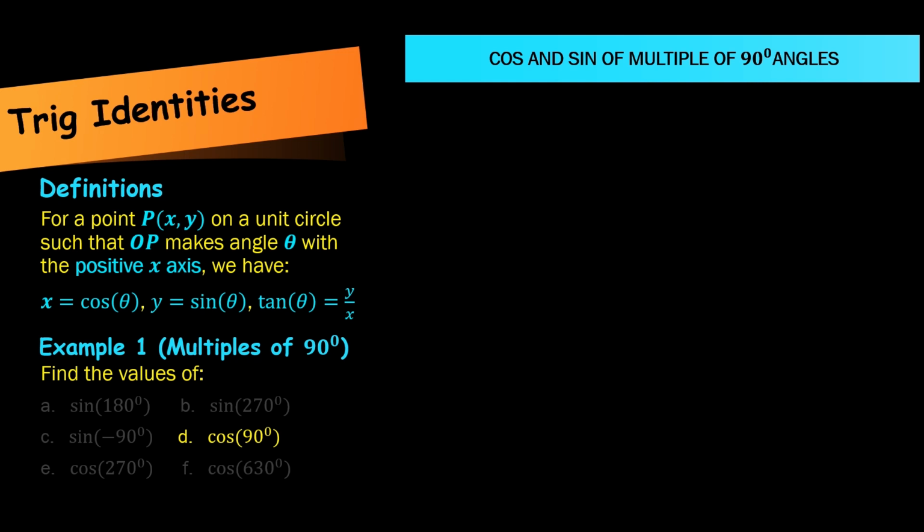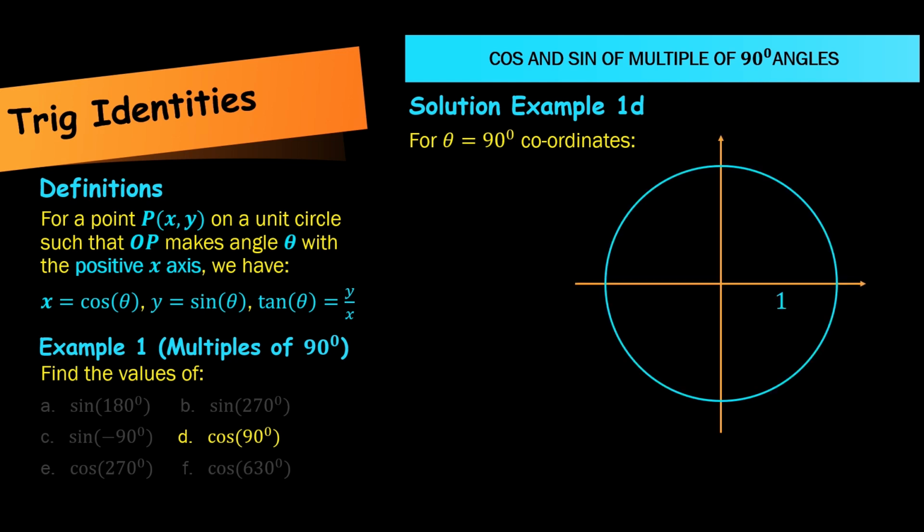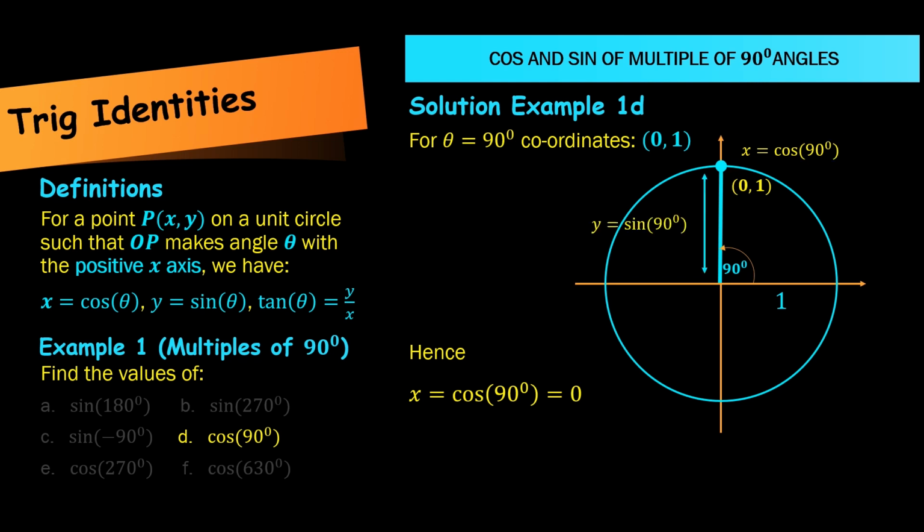And now let's take a look at cos 90 degrees. For theta equal to 90 degrees, we have these coordinates, (0, 1). Therefore, x equals cos 90 degrees, which equals 0. And y equals sine 90 degrees, which equals 1.